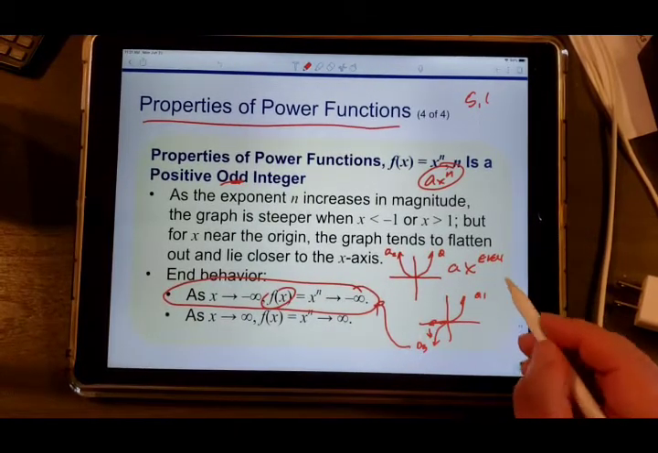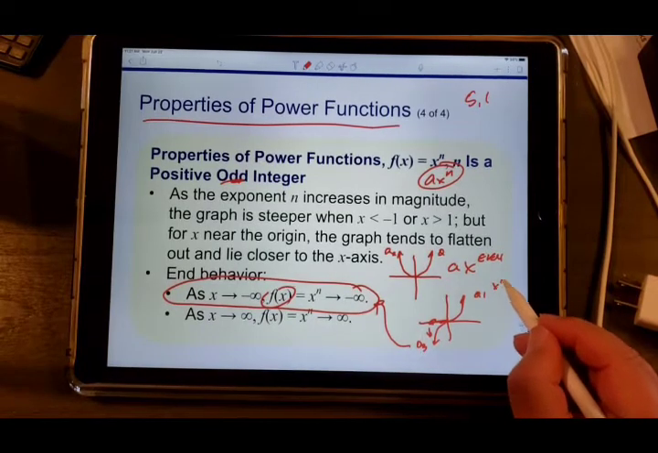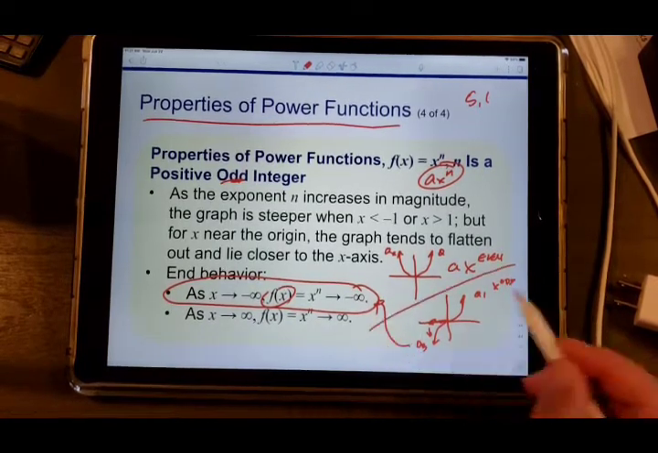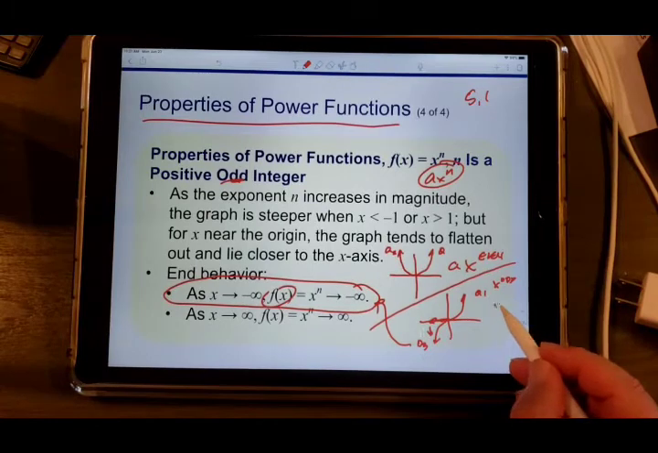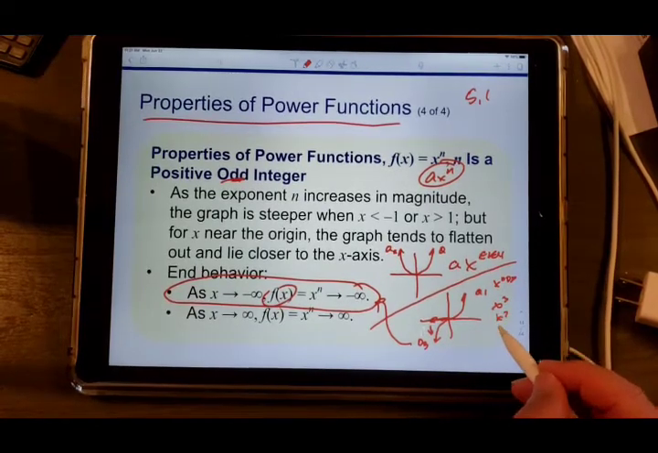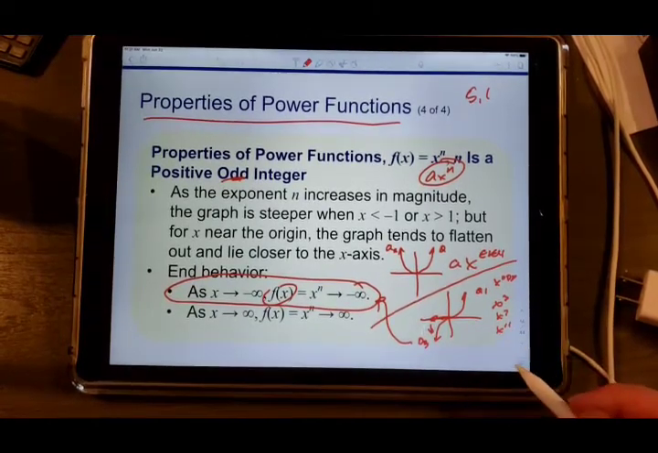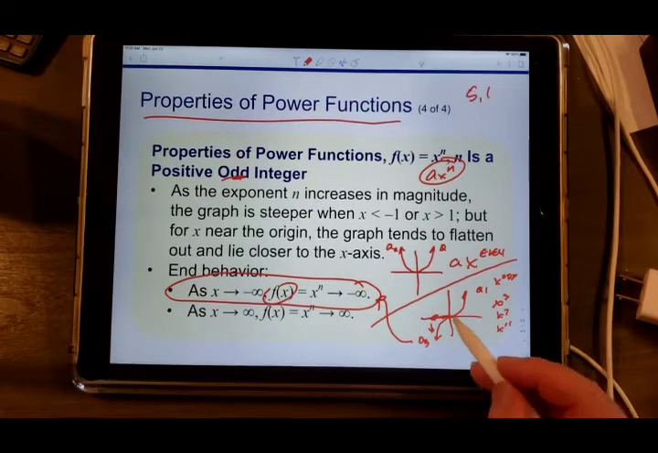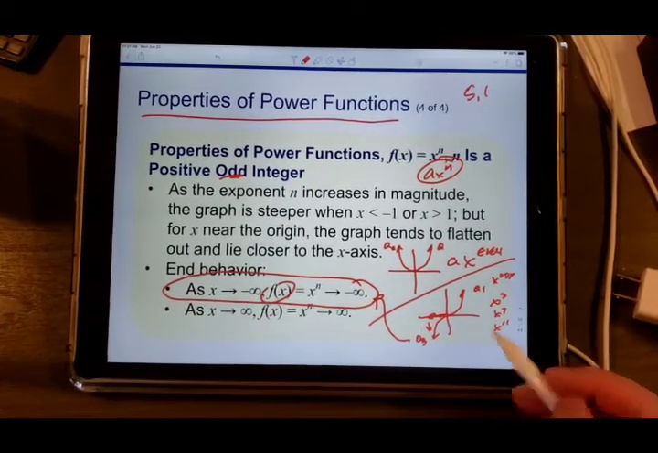So I'm not even talking about what function this is. I'm just saying this is x to the odd. So it could be x cubed, x to the 7, x to the 11. As long as it's x to an odd number, it's going to do this.